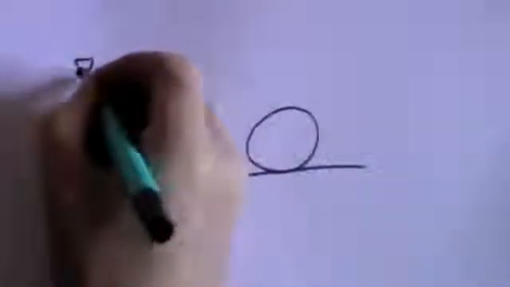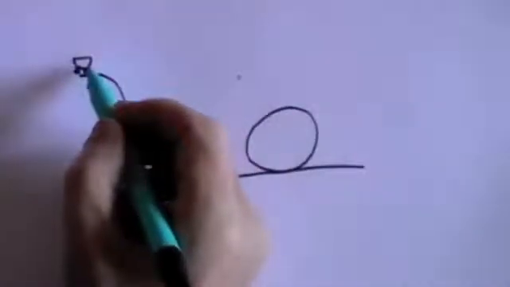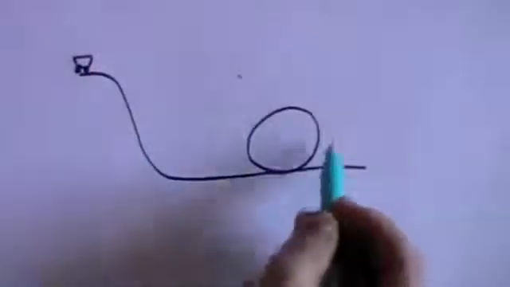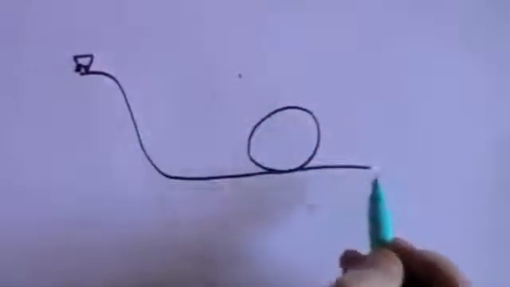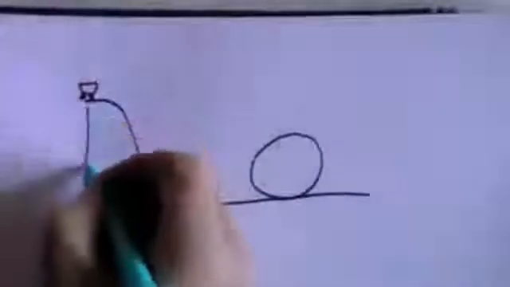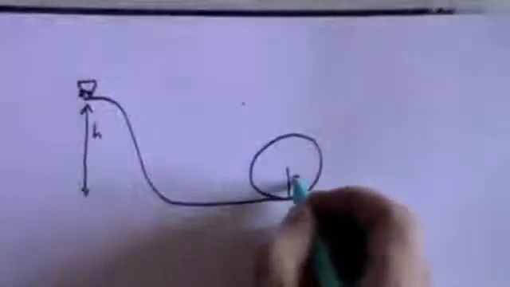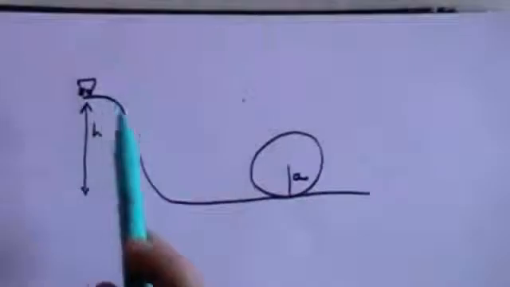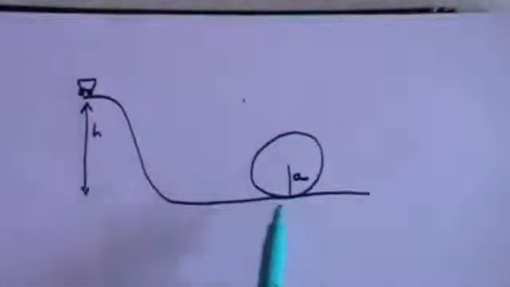This is a ride which starts with a car up at a height. The car will start at 0 speed, but will then fall down the incline, come along here, loop the loop, and go round. And the question is that if this height above the ground is h, and the radius of the loop is a, what is the relationship of h to a to ensure that when the car goes round the loop it doesn't fall off?